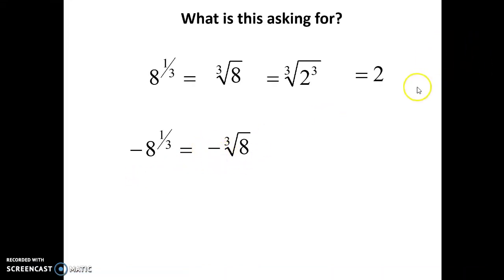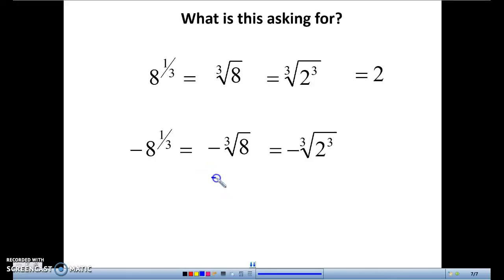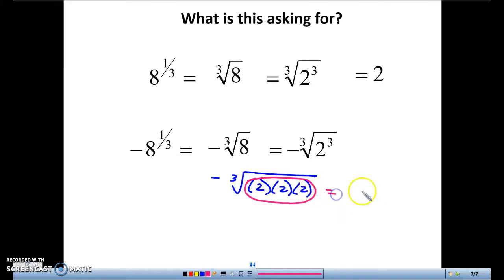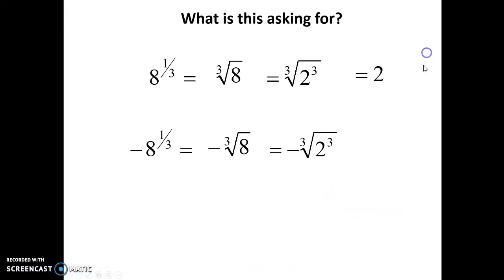Do you see how I left the negative sign out front? Okay, so our answer here is going to be what? Yeah, negative the 3rd root of 8. 8 is the same as 2 times 2 times 2. The index says group 3 identicals together, and it comes out as a single. But don't forget, they're wanting the negative root. Okay? There you go.